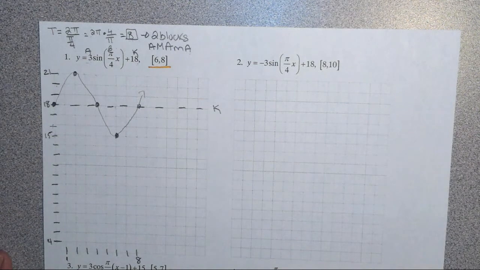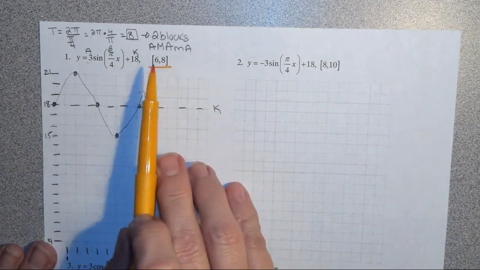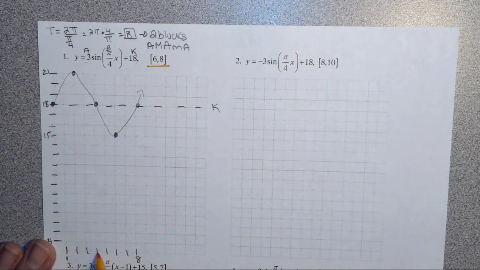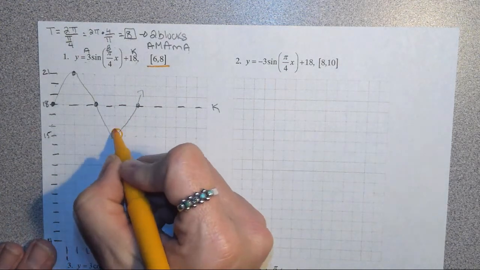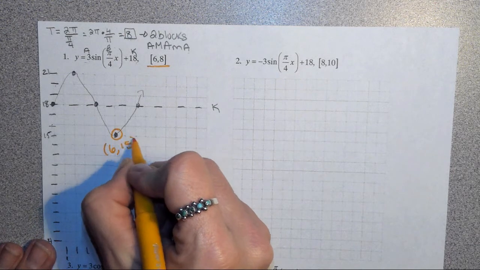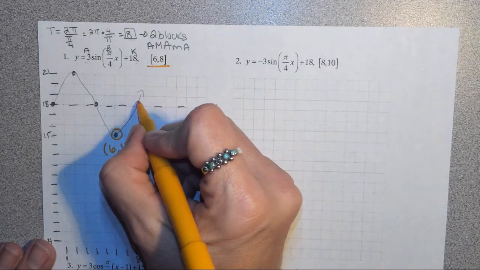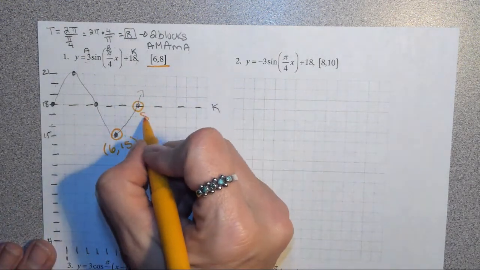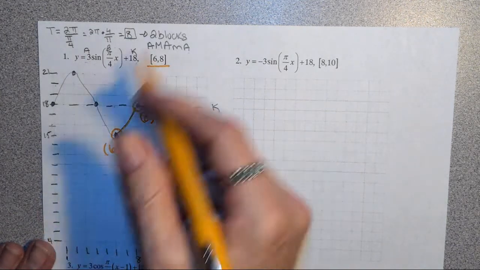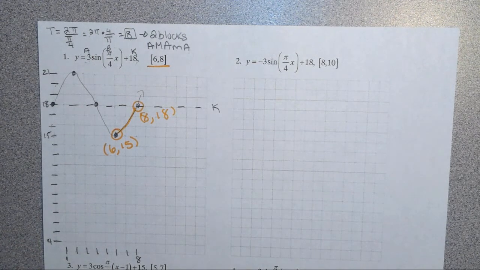This is my restricted domain. That's telling me I want to focus on the part of the graph where x goes from 6 to 8. So 1, 2, 3, 4, 5, 6. This is the 6. And that point right there is (6, 15). Here's the 8. And that point right there is (8, 18). So that's the part of the graph that I'm going to focus on when I move it to the big picture. Okay, so let's go graph another one together.